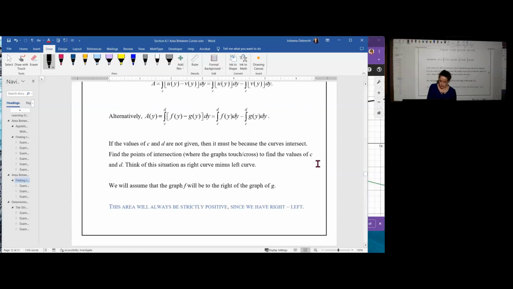If the graph does not give you the values of c and d in the problem, you'll have to take the values of c and d from where they intersect. In that sense, you set the two equations equal to each other, but this time you solve for the y value where they intersect. Again, the value is going to be strictly positive because we're doing the right net area minus the left net area. The right net area must be greater than the left net area since it's further from the y-axis.